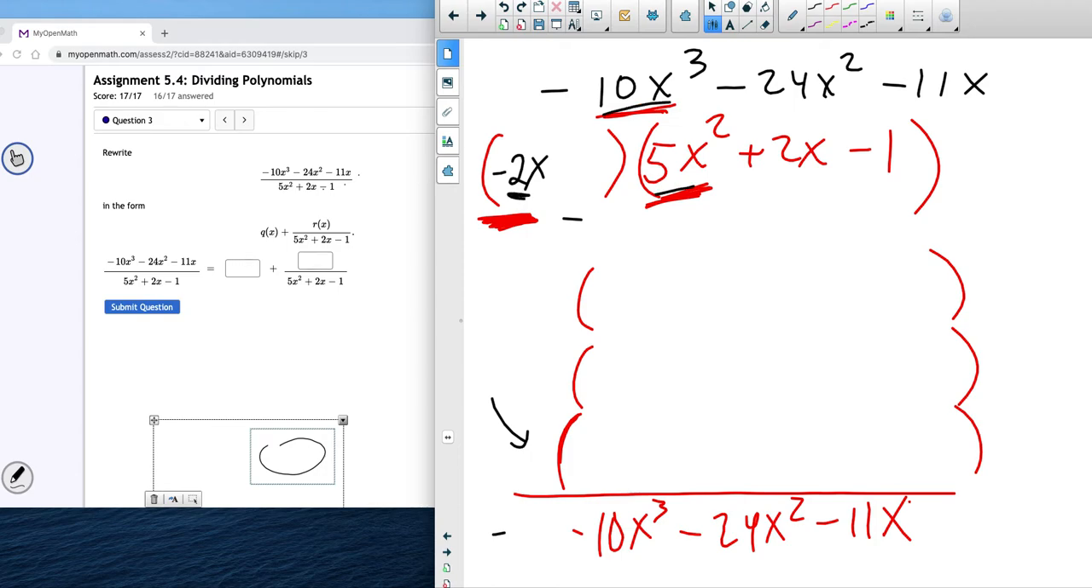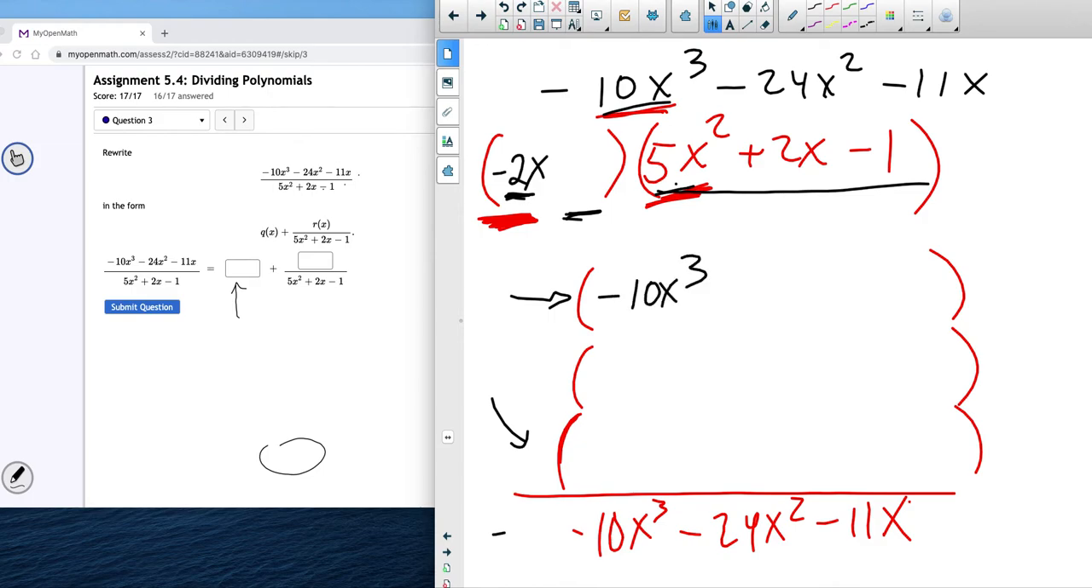So the number that goes right here is negative 2x, and that's what's going to go over here in the first part. We have to still figure out what goes behind it. We don't know that yet. Okay? But this arrow right here is going to be negative 2x times all of this. Okay, so I'm just going to rainbow this out. Negative 2x times 5x squared, that's negative 10x cubed. Negative 2x times a positive 2x, that's negative 4x squared. And then negative 2x times negative 1, this would be plus 2x.